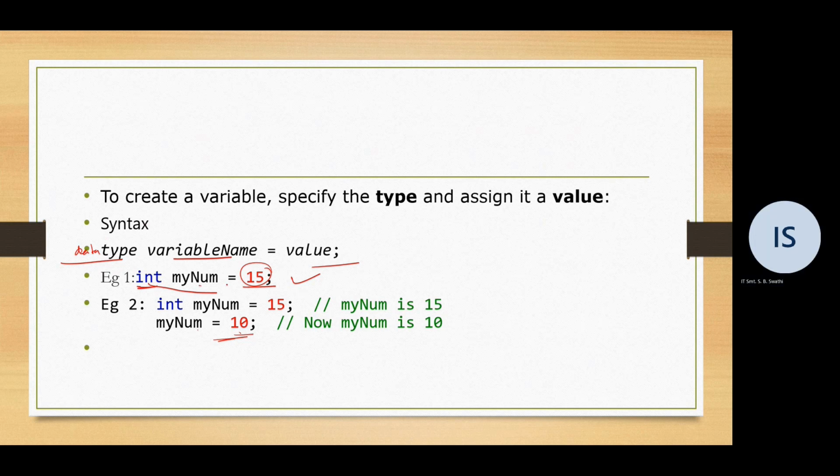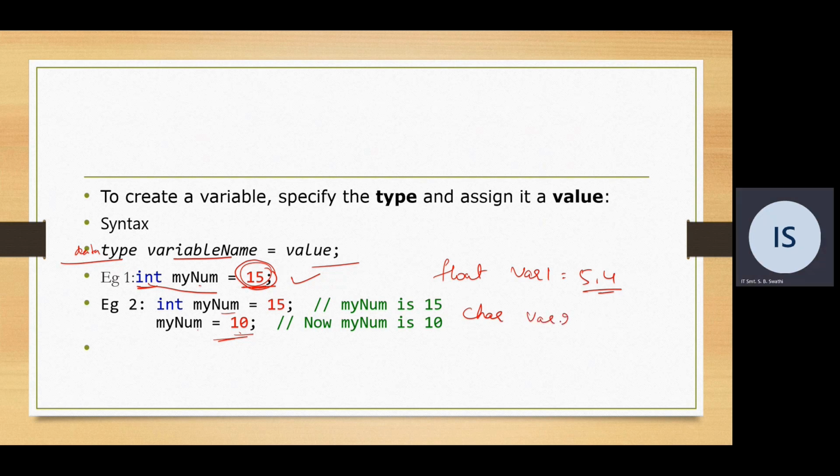If it is an integer, the number is a simple number without any decimal. If it is a float, you can declare it as a float number, with variable 1 equal to 5.4. This is for float. And if you want to declare a character, you can write char variable 2 equal to a, followed by a semicolon. The semicolon indicates the end of a line. So variable 2 will store its value as a, float will store a decimal number, and integer will store a simple number without any decimal.